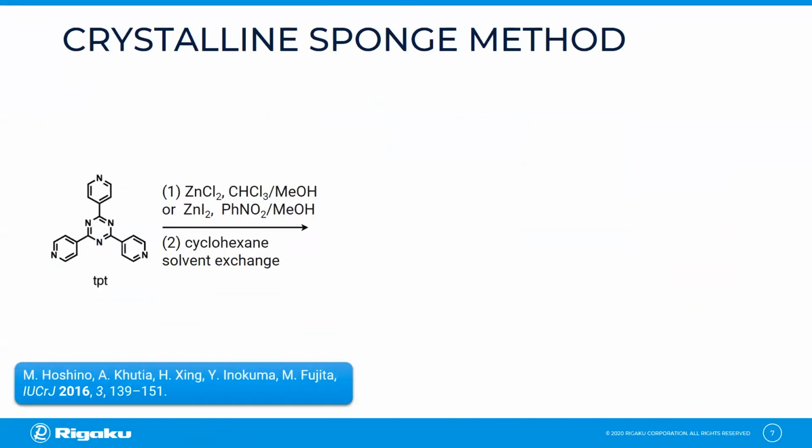Let's take a look at which substances those sponges are made of. The classic Fujita sponge consists of a TPT ligand, that means a tris-pyridyl triazine ligand, which is cross-linked by zinc halide moieties. The most commonly used zinc halides in the synthesis are zinc chloride and zinc iodide. Zinc iodide has the advantage of a stronger diffraction compared to zinc chloride. On the other hand, zinc chloride has fewer absorption issues in comparison to zinc iodide, which makes it easier to refine the guest molecules soaked into your framework pores.